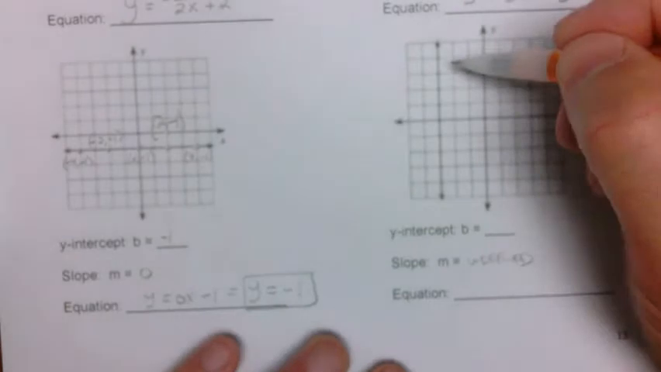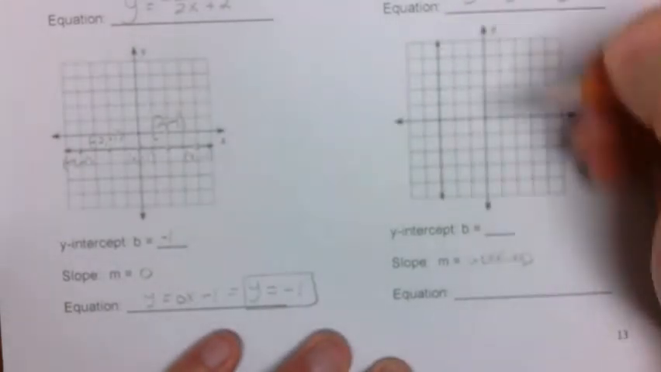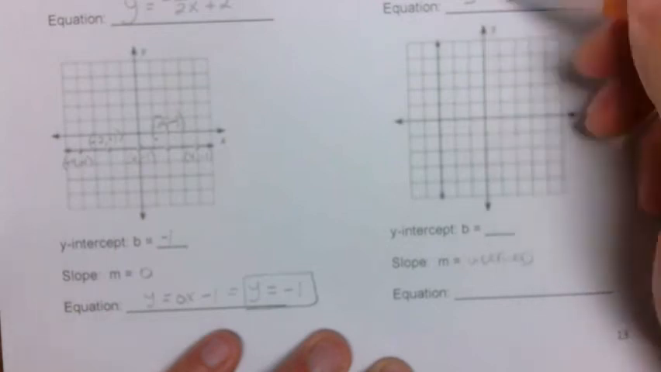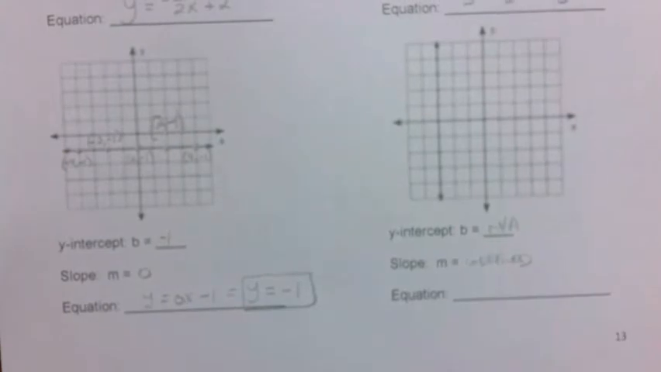For the vertical line, the y-intercept, well, this vertical line is never going to intersect with the y-axis because they are parallel to each other. So it doesn't exist. There is no y-intercept. The slope is undefined, but we can still make an equation.